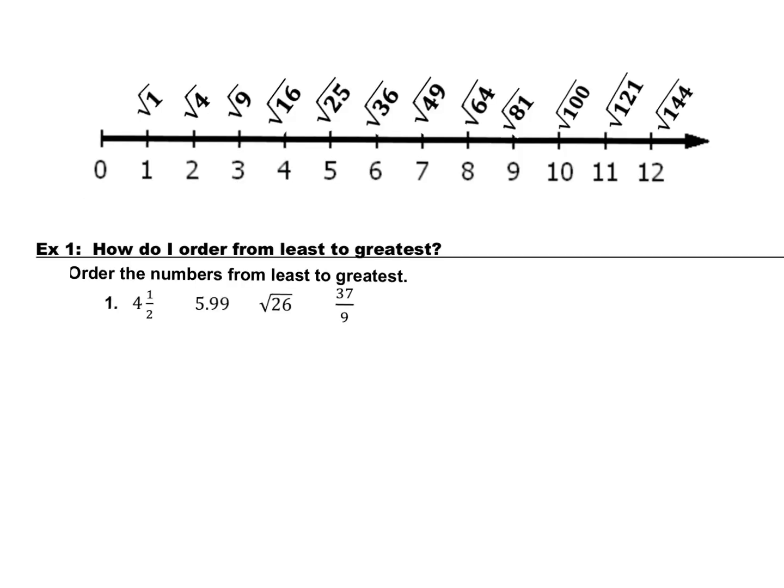Example number 1: how do I order these from least to greatest? We're going to order the numbers from least to greatest, not using calculators. What we notice here is that we've got some fractions, we have a decimal, and we also have a square root. So we're going to turn these into decimals and approximate them. We don't have to be exact for all of these.